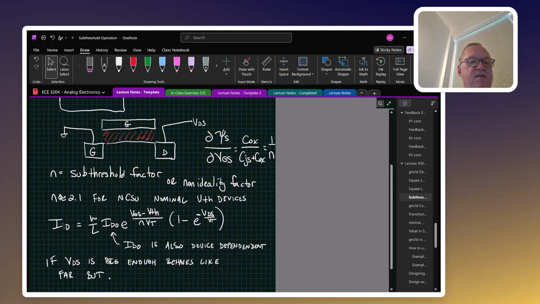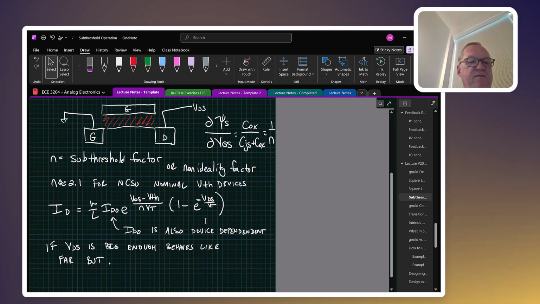You can see more or less that the drain current in the subthreshold region will be equal to W over L times IDO times e to the (VGS minus VTH) over (N times VT). Now that starts to look like a bipolar current. Times (1 minus e to the minus VDS over VT). And the parameter IDO is a device-dependent parameter. If the drain to source voltage is big enough, in other words, we can make this exponent go to a very small value, then this circuit behaves like a forward active region bipolar junction transistor.